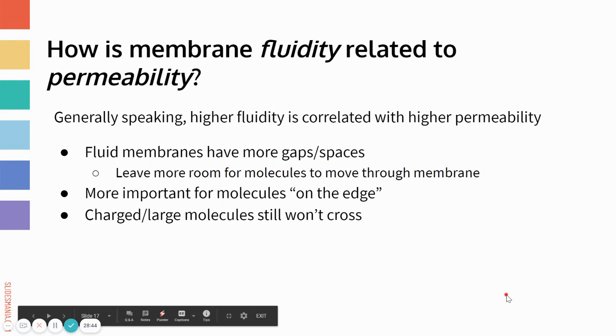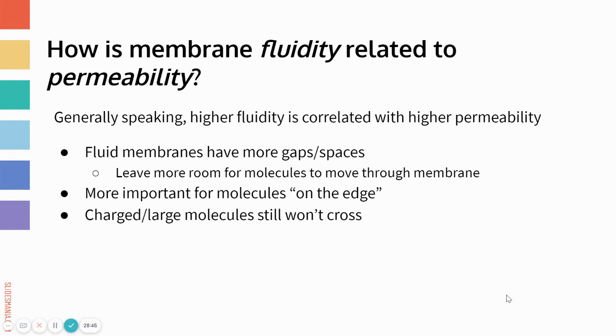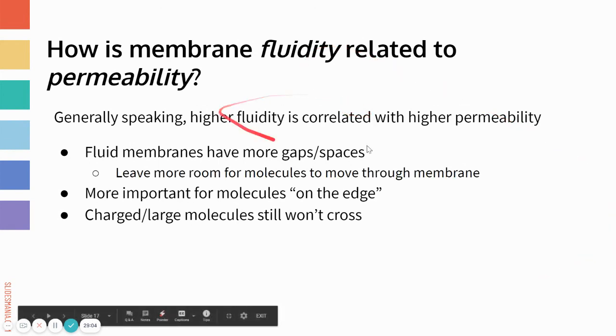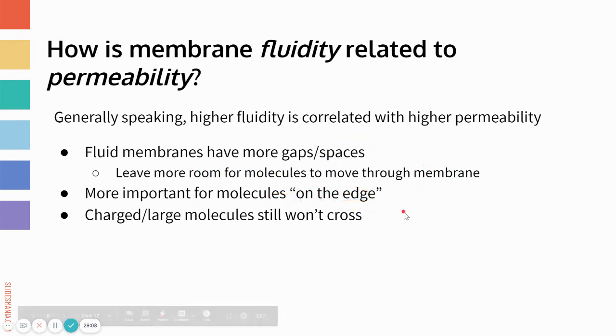This is going to be most important for molecules that are in between. I was talking about how water is polar, but it's so small that it can sometimes cross the membrane. So it's more important for molecules that are sort of on the edge. Really big molecules and charged molecules are not going to be able to cross regardless of the fluidity or the permeability of the membrane. They're just never going to make it. But for some molecules, it's sort of like, maybe. And for those ones, with higher fluidity, they'll have a better chance to get across if the membrane is more fluid and therefore more permeable.